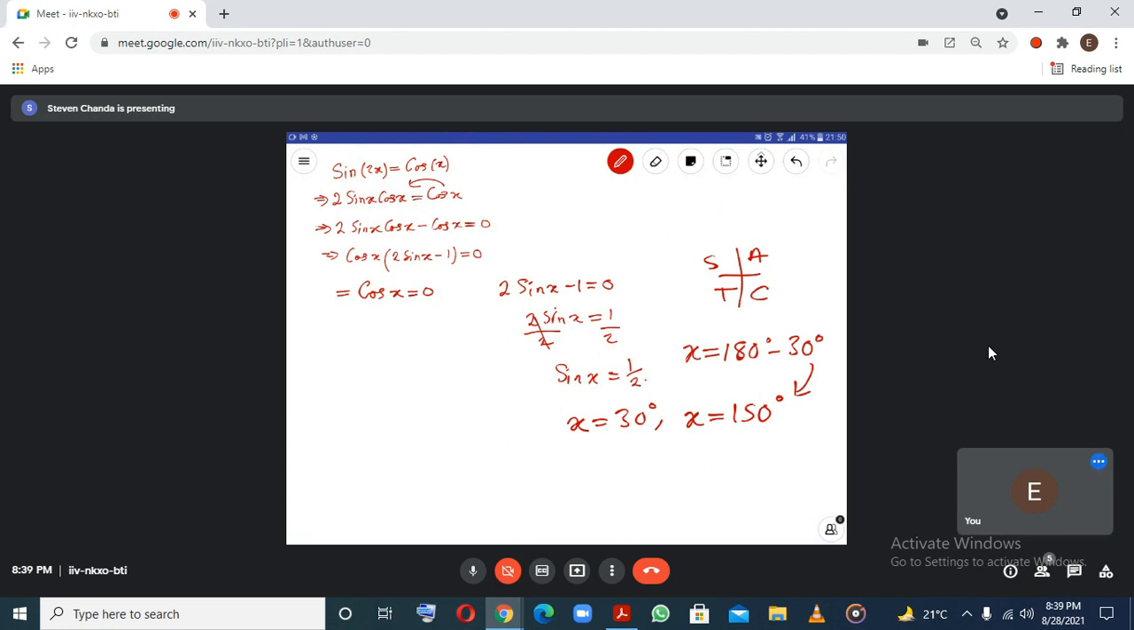Let's now look at cos x equals 0. What value of x gives you cos x equals 0? You realize that it's going to be 90 degrees. Then you ask yourself, is it only 90 degrees that can give you this within the range of 0 to 360 degrees?